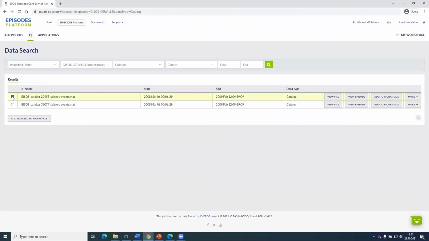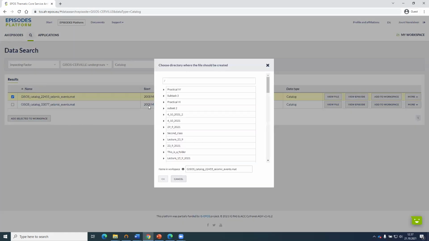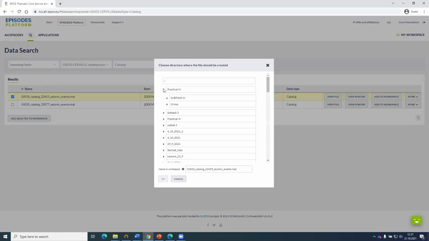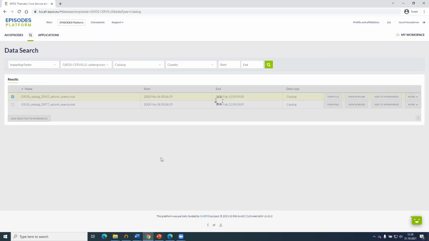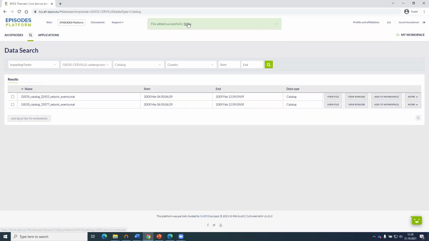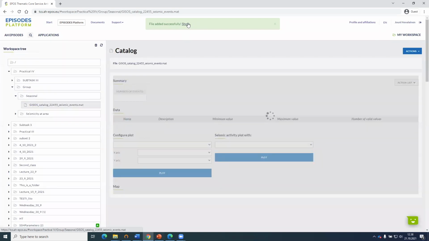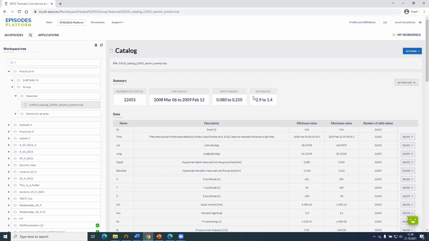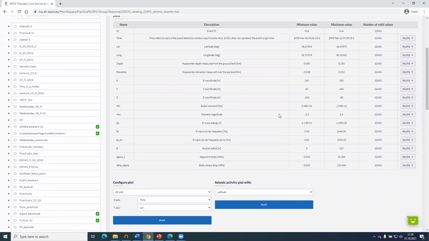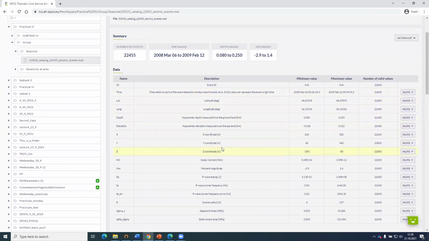So it is that one, and we add it to this workspace. And I have already made this practical session 4 and group analysis subfolder and a seasonal subfolder where I'm going to put this one. I'm going to show it going straight to the workspace, and then we have it here. So we can first look at the catalog.